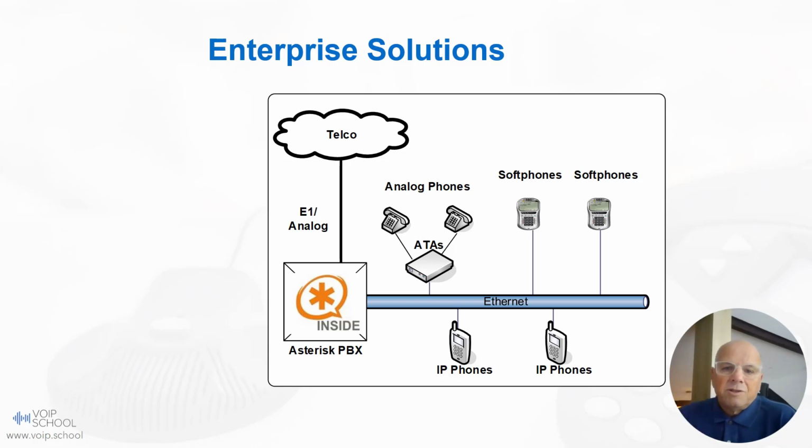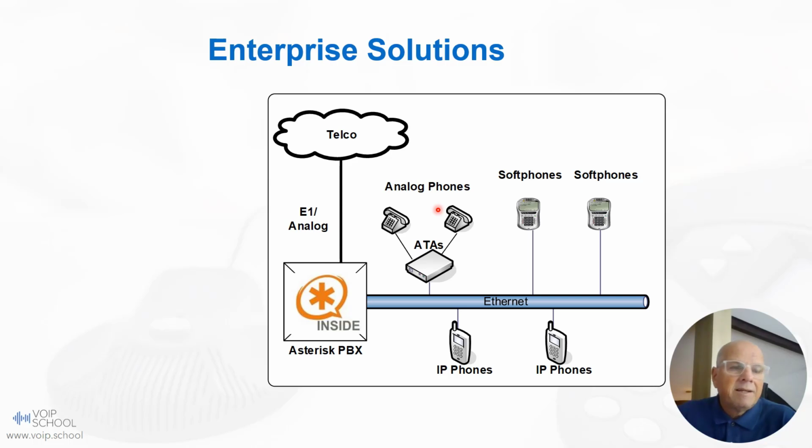Asterisk can also be used in enterprise solutions. So usually when you're using Asterisk in a company, you have two options. The first one is to connect Asterisk directly to the phone company, right? Using an E1 or analog or SIP to the telco. Then you have phones connected to the Asterisk. You can use an ATA, an analog telephony adapter, for analog phones. In many cases, we still need analog phones.